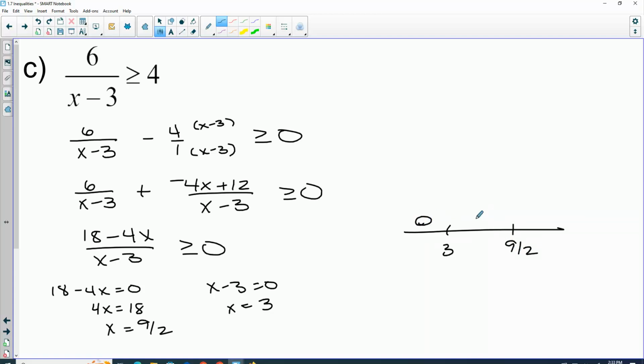So smaller, in between, bigger. If you put in a 0, you get a positive over a negative, which is negative. Put in a 4, 18 minus 16 is positive, 4 minus 3 is positive, and that's positive. You put in a 5, 18 minus 20 is negative, 5 minus 3 is positive, so that's negative. We want a greater than or equal to, so greater than is positives, equal to means bracket, but which one cannot have a bracket? The 3.